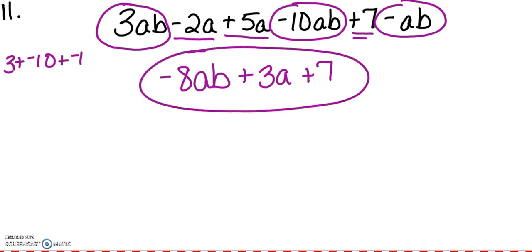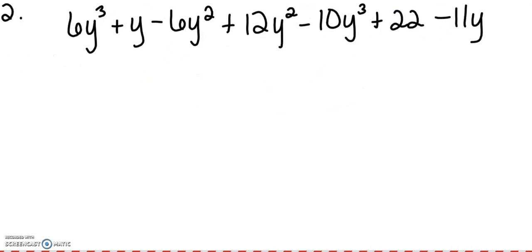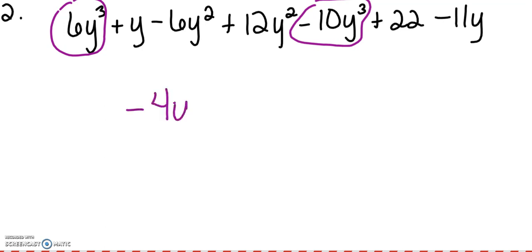All right, last one. Again, same exponents. So we have 6y cubed. I see a negative 10y cubed. Positive 6 and negative 10 combine to be negative 4y cubed.